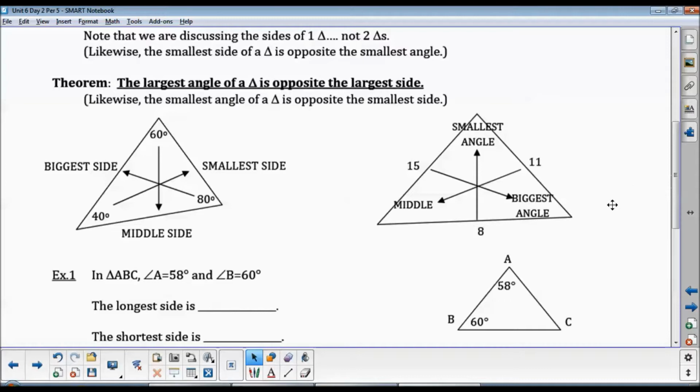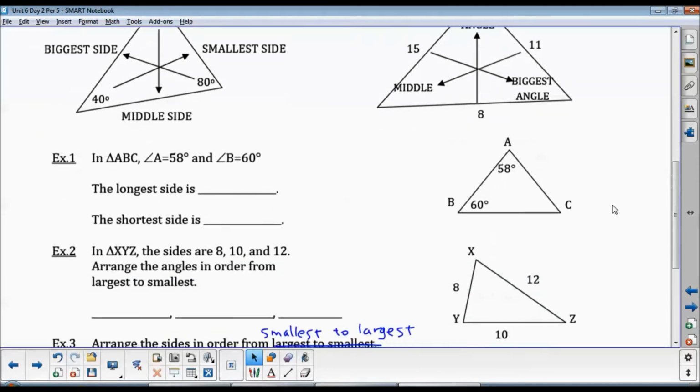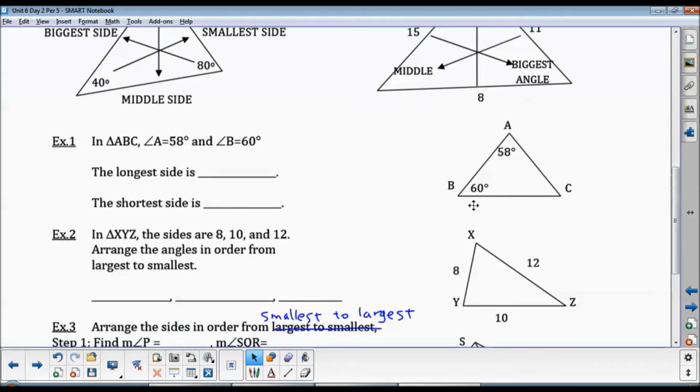So a couple examples to see how this works. Example number 1 uses triangle ABC. We're given that the measure of angle A is 58 degrees, and the measure of angle B is 60 degrees. So we can use the triangle angle sum theorem that says the measures of the interior angles of a triangle add up to 180 degrees. That means that the measure of angle C must be 62 degrees. So in this triangle, the angles are not congruent, which means the sides are not going to be congruent either.